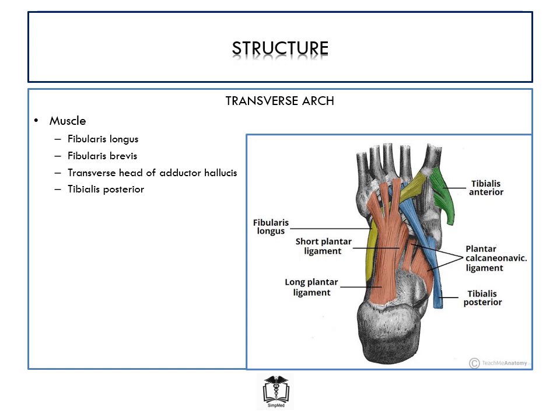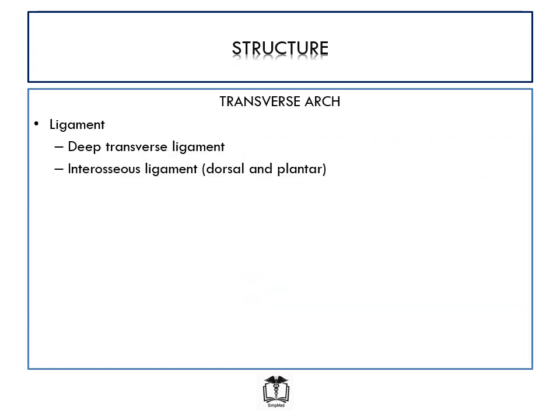What muscles are involved in forming the transverse arc? This includes the fibularis longus muscle, fibularis brevis muscle, transverse head of the adductor hallucis muscle, and the tibialis posterior muscle. There are two major ligaments that help in strengthening the transverse arc. This includes the deep transverse ligament and the interosseous ligament, both the dorsal and plantar interosseous ligaments.